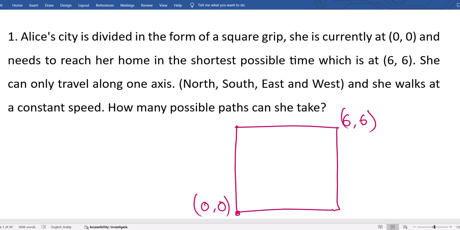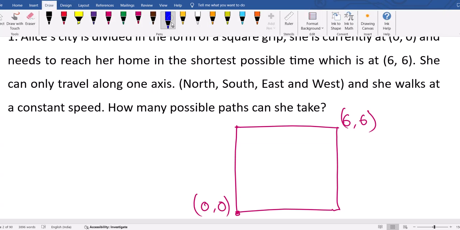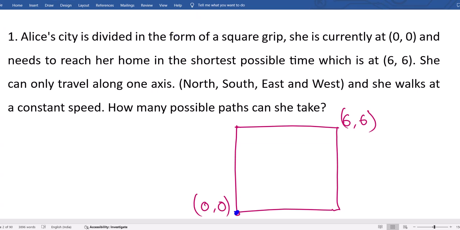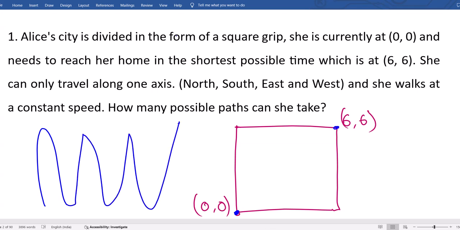Suppose you are asked to come from your classroom to the aptitude class. You people may follow different paths, go to the park, the canteen, the auditorium, here and there. But here they're asking for the shortest path, the shortest time, to reach from 0, 0 to 6, 6. Means when you go north, when you go up, you should not come down.